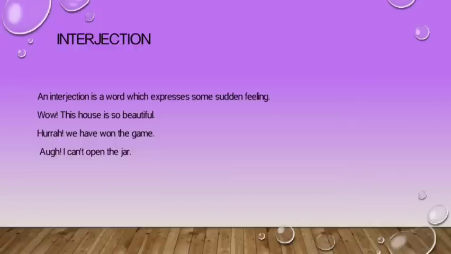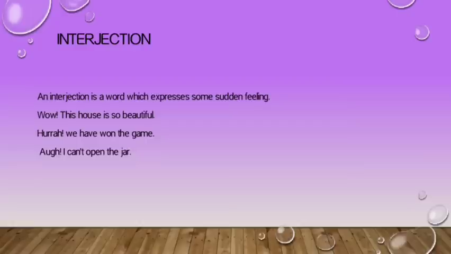Now, interjections are words that do not have real meaning, but they help us to show some sudden emotion or exclamation. Like the interjection wow shows something amazing, shows happiness. Wow, this house is so beautiful. Like, hurrah, we won the match. That hurrah also shows some excitement, some exclamation.